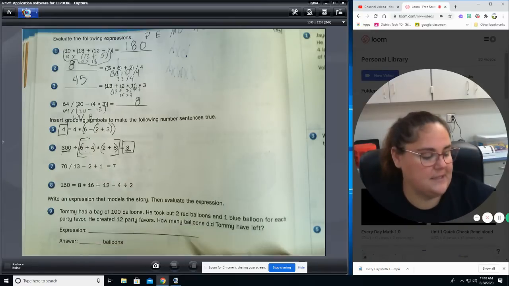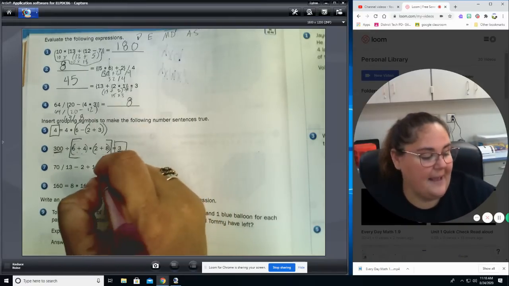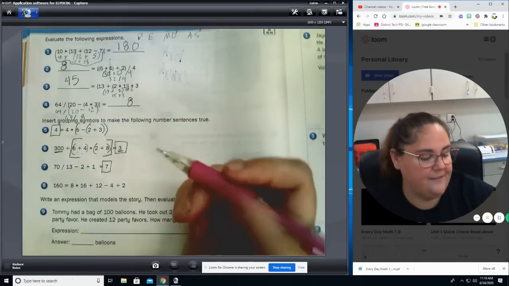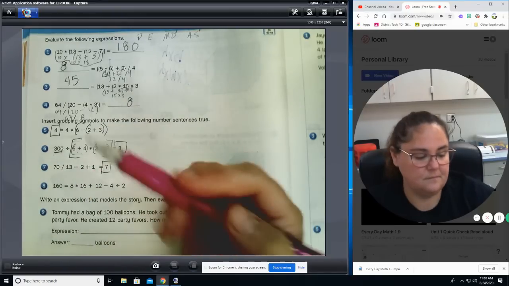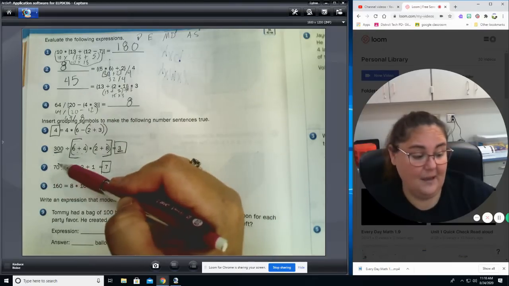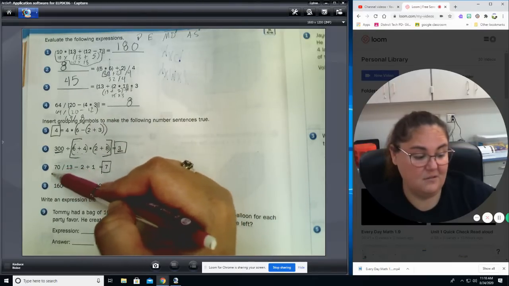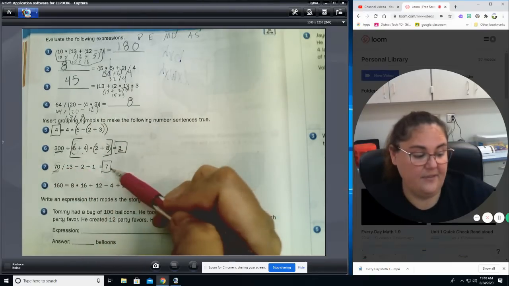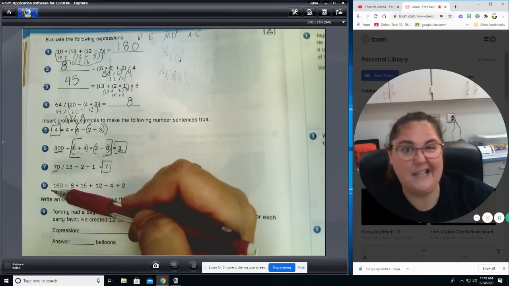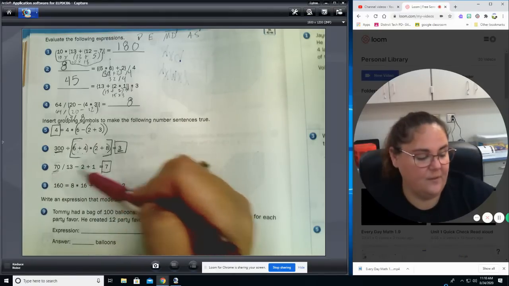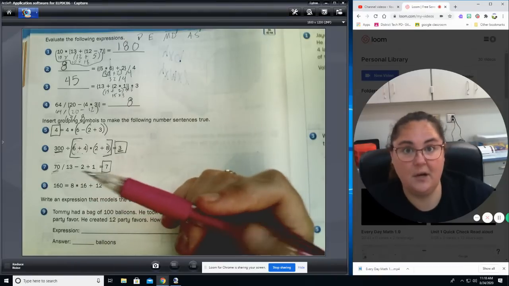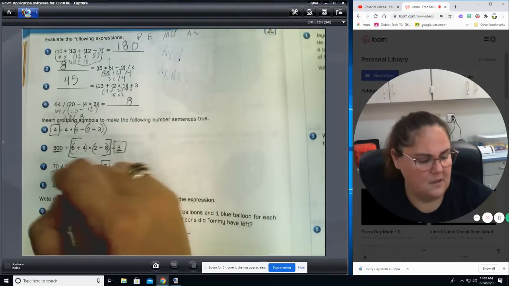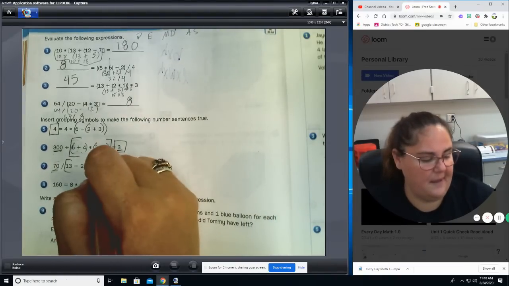All right, going to number 7. My answer has to be 7, so I need to find a way to make all of this equal 7. Well, this is kind of cool because I have a 70 here. 7 goes into 70 10 times. So if I can find a way to make all of these numbers equal 10, that would be awesome, right? So I'm going to go ahead and put brackets around that because I can figure this out, I'm sure.